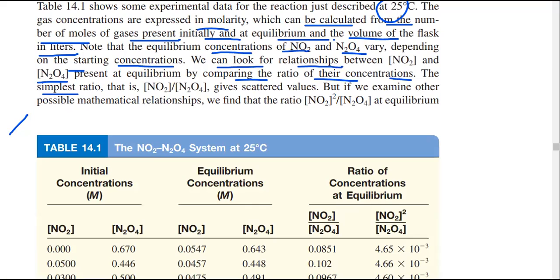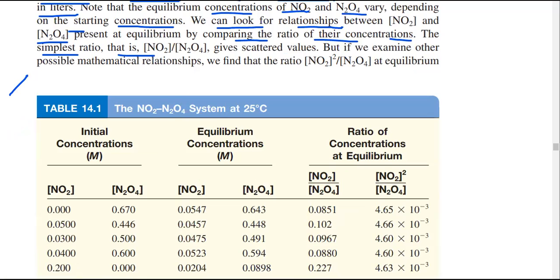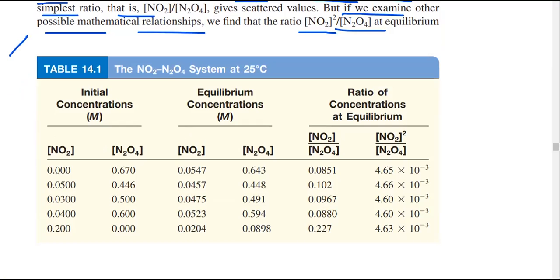The simplest ratio, the concentration of NO2 by the concentration of N2O4, gives scattered values. So we examine other possible mathematical relationships. We find the ratio of the NO2 concentration to the power 2 by the N2O4 concentration at equilibrium. If we take the concentrations of NO2 by N2O4, there are different kinds of answers. But if we do this as the concentration of NO2 to the power 2 by the concentration of N2O4, we get a kind of constant values here.